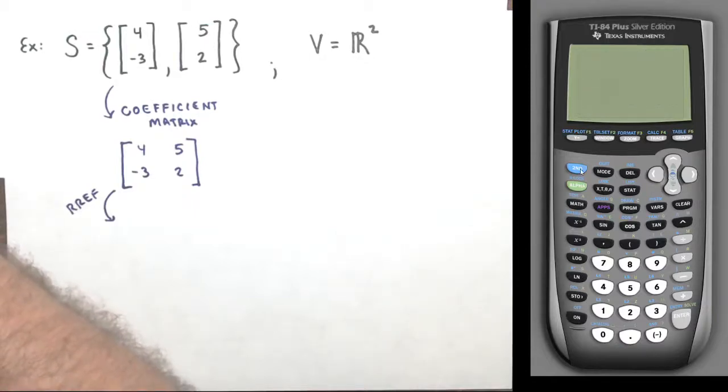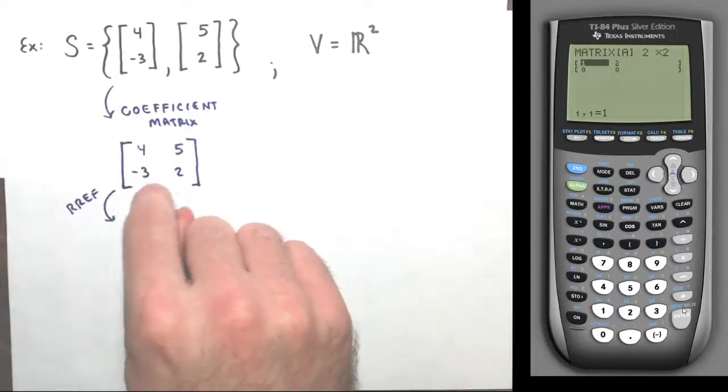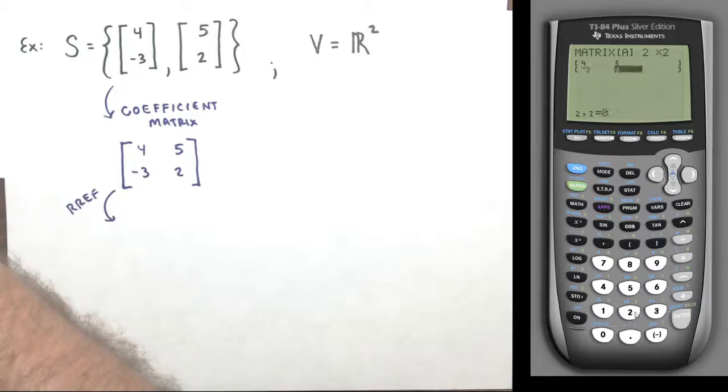So if you go to the calculator, and this is an 84 Plus Silver Edition, it's like the 83 as well if you have a TI-83. Go to the matrix menu above the X inverse key, go over to edit, and this is a 2 by 2 matrix, right? Enter the size first, 2 rows, 2 columns. And the first row is 4, 5. I just make these entries. The second row is -3, 2.